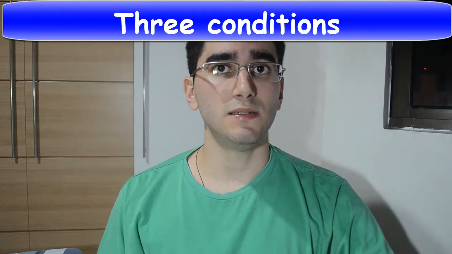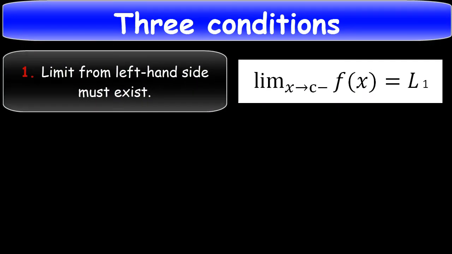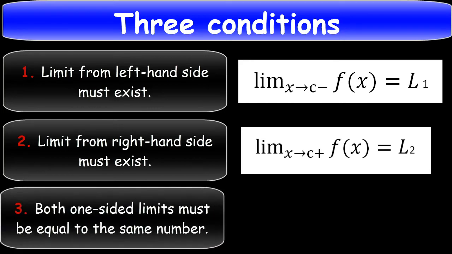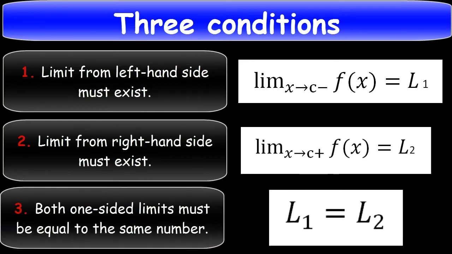For a general limit to exist at a point c, three conditions must be met. The first one is that the limit from the left-hand side must exist. The second one states that the limit from the right-hand side must also exist. And finally, the third condition states that for a limit to exist at a point c, both the limit from the left-hand side and the one from the right-hand side must be equal to the same number.